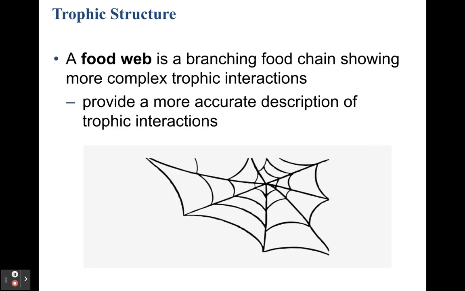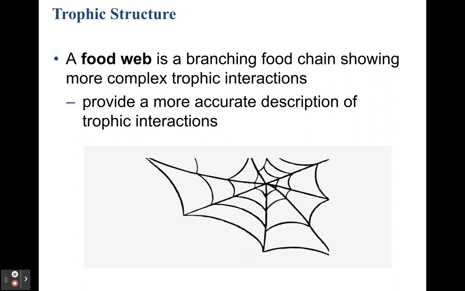Okay, so a more complex way of representing the trophic relationships within an ecosystem is called a food web. And this gives us a little bit more accurate perspective of what's going on. The reason for that is, if you think about it, we know that there are not very many organisms that only eat one specific food. Most organisms will eat multiple species as food. So a food web does a better job of showing that.